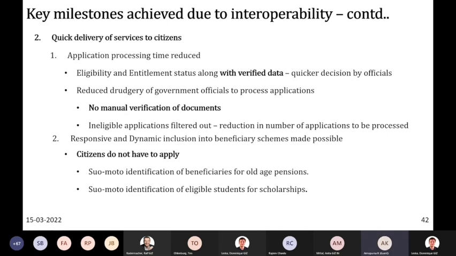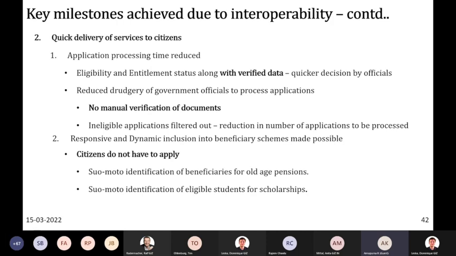Drudgery of government officials to process applications is reduced because there is no manual verification of documents, and ineligible applications get filtered out, particularly when they come through the Suvidha mode. So there is a reduction in the total number of applications to be processed. There is a responsive and dynamic inclusion into beneficiary schemes.